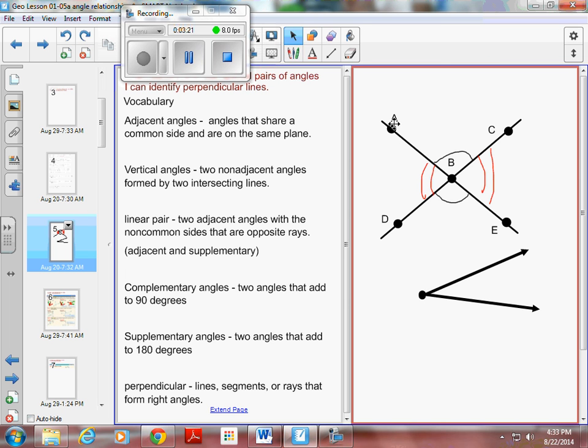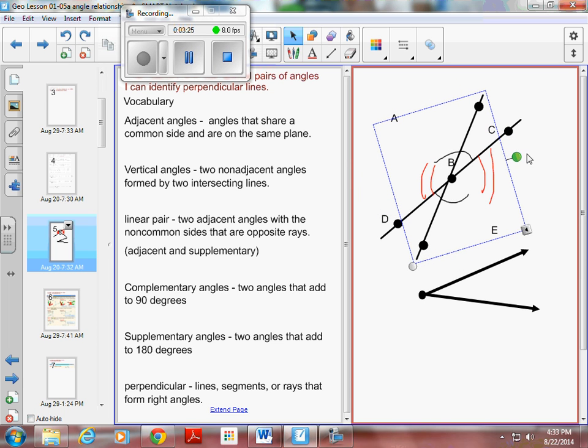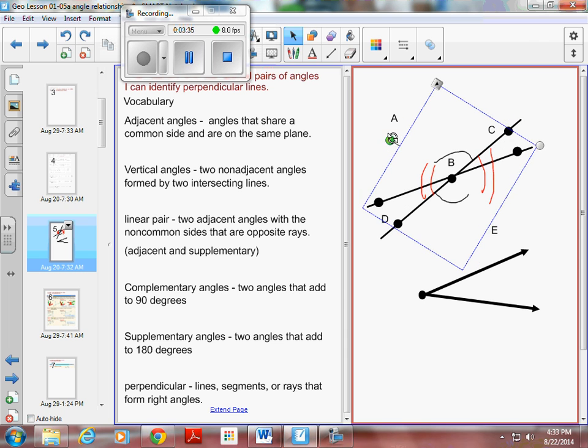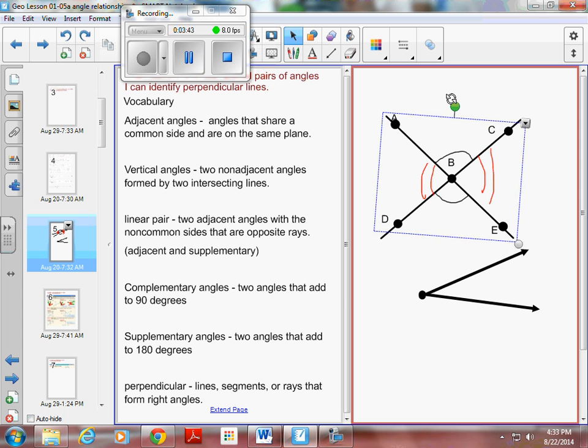They go across the vertex, and they are formed by two intersecting lines. Notice that whenever I take my intersecting lines and rotate them, these two angles are still the same, and these two angles are the same. I put that back and go the other way, same thing. That's why we study vertical angles, because they have the same measure.